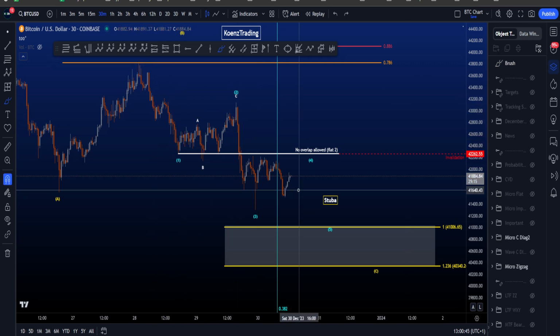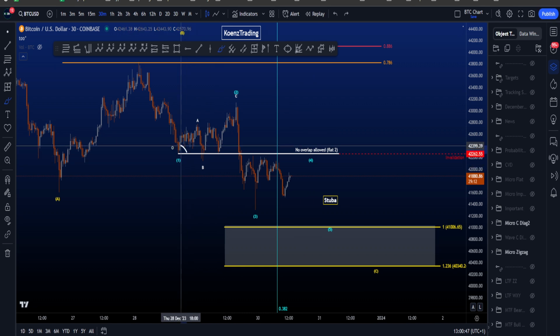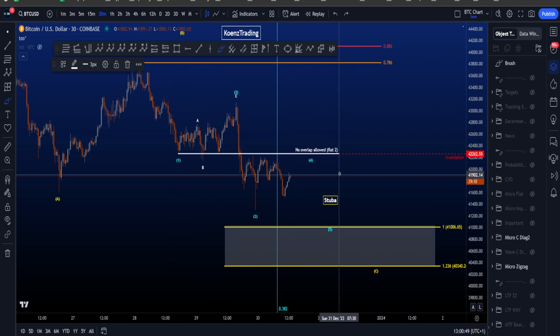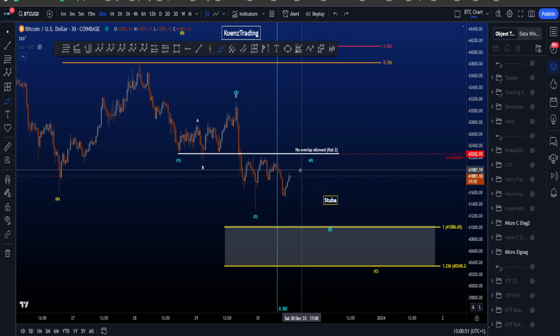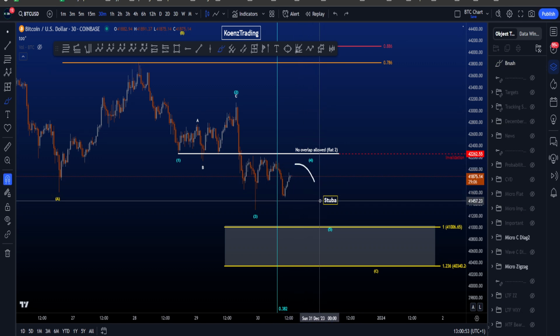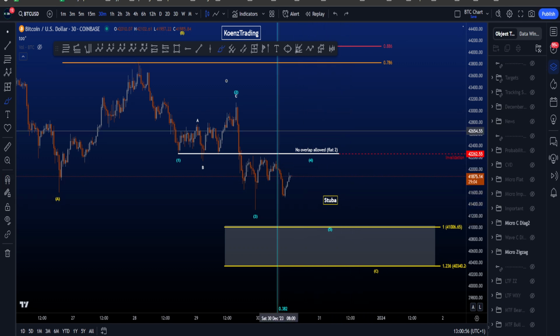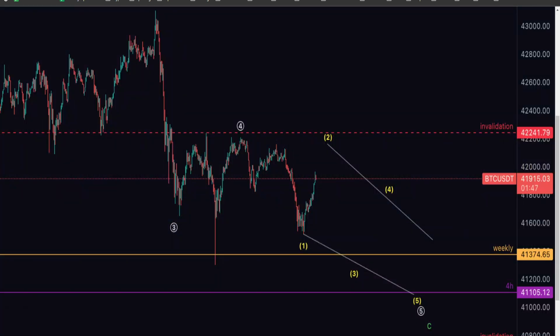Based on what I've just explained as well. So in this scenario, with this low, there is no overlap yet, which means that here we could be looking for a wave 5 to the downside. And Stuba in Discord posted a nice scenario, which I think is interesting.